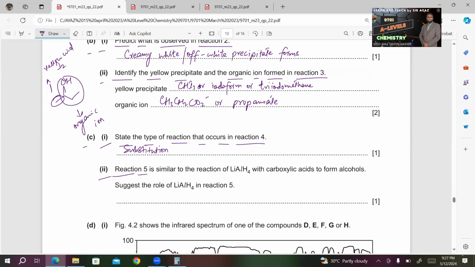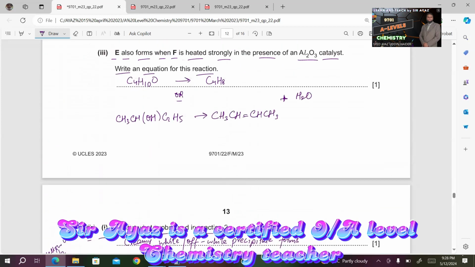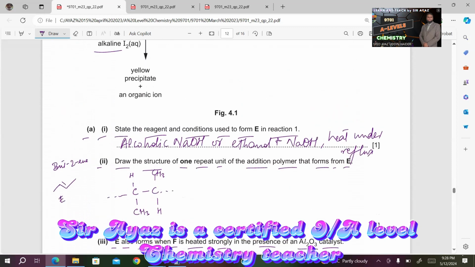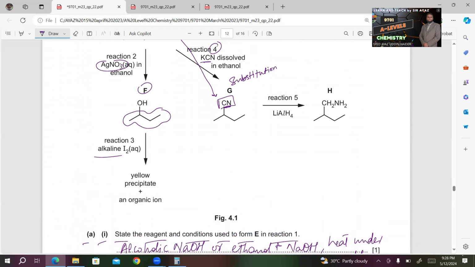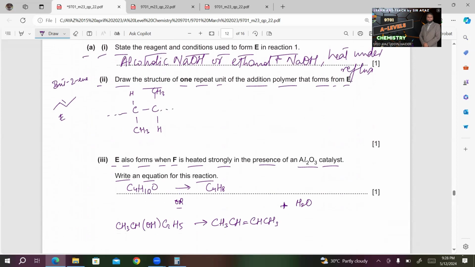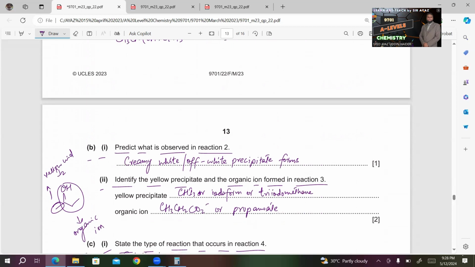Number 2, reaction 5 is similar to the reaction of LiAlH4 with carboxylic acids to form alcohols. Suggest the role of LiAlH4 in reaction 5. So it's definitely acting as a reducing agent. Here's reaction 5. You see it's reducing CN to CH2NH2. So write reducing agent here.